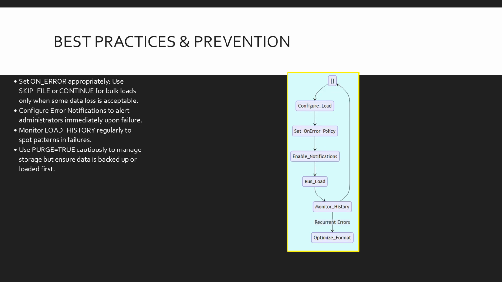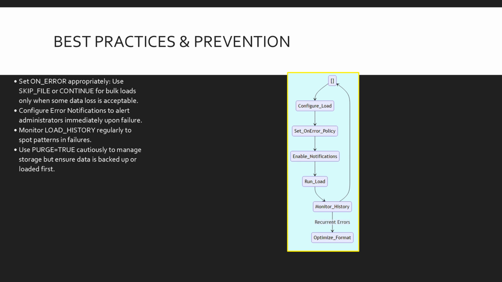To prevent future headaches, follow these best practices. First, set your on-error parameter carefully. Continue keeps things moving but might hide data quality issues, so use it wisely. Always configure error notifications so you aren't monitoring manually. Regularly audit the load history view to spot recurring patterns. If a specific file type always fails, fix the upstream process. Finally, use the purge equals true option to clean up staged files only after you have confirmed successful loading, keeping your stage clean and performant.